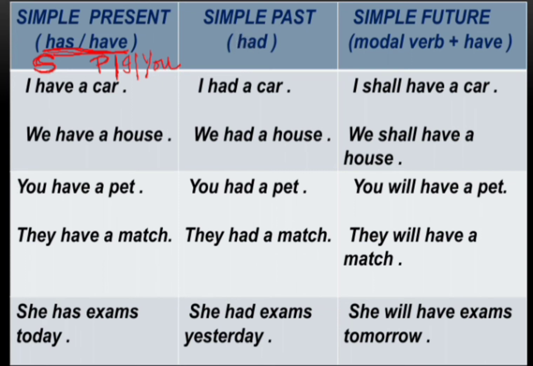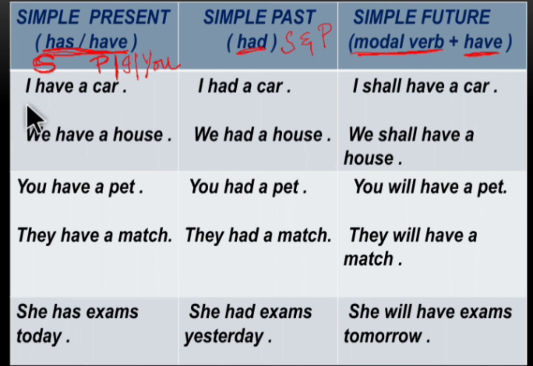In simple past tense, we use had. It is used for both singular and plural nouns. And in simple future, we use a modal verb, which is mandatory in simple future tense, and have. We don't use any other verb. Have is the main verb. In simple present, simple past and simple future tenses, have verbs are used as main verbs.